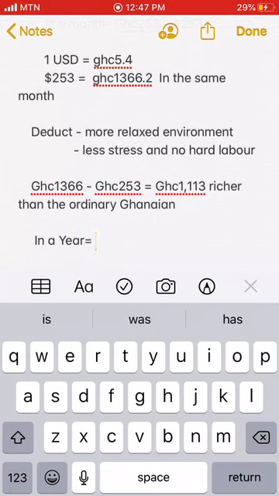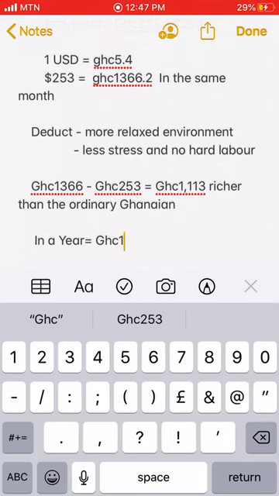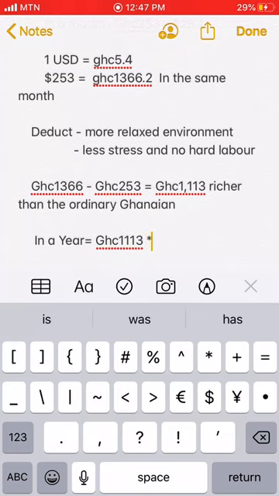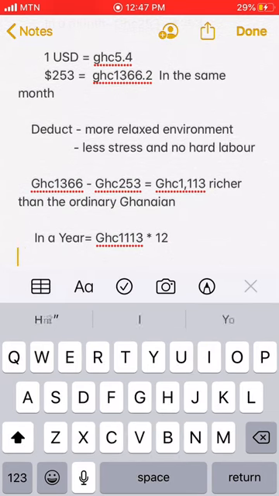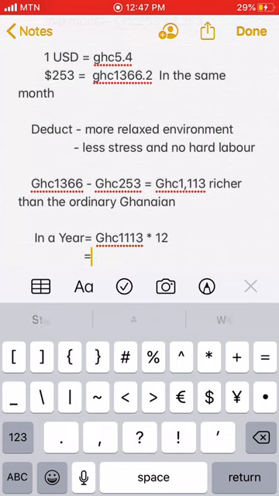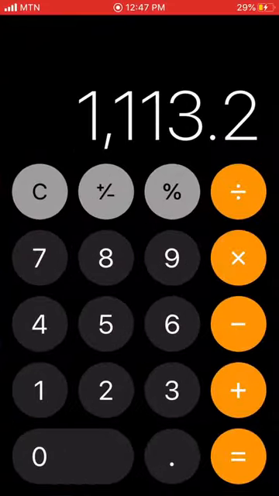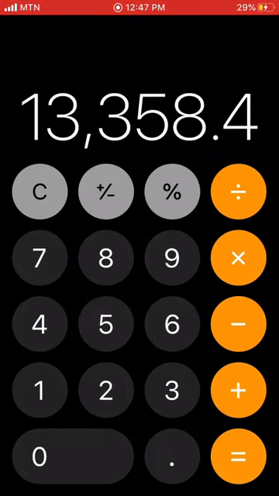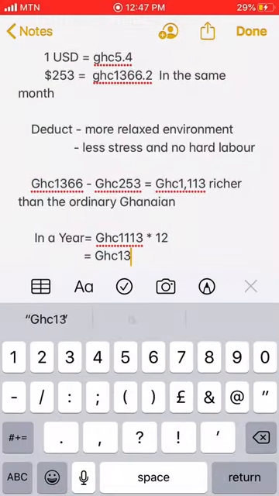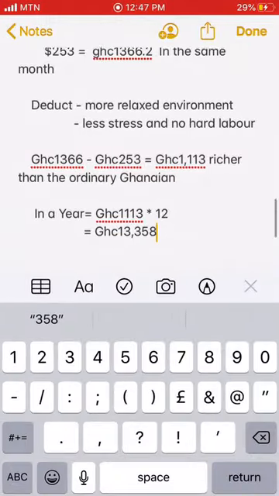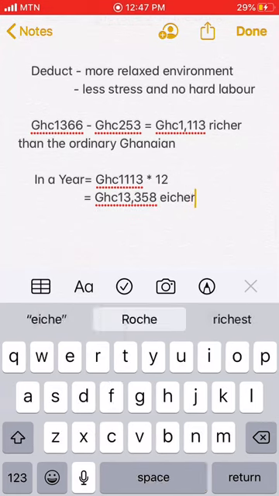So in a year, you will have been extra money. So I'm talking about extra money. So we have 1113 times 12, that's equivalent to, as extra money, trading as a forex trader. I just want you to know the benefits. 1113 times 12, so 13,358. 13,358 Ghana cedis richer.